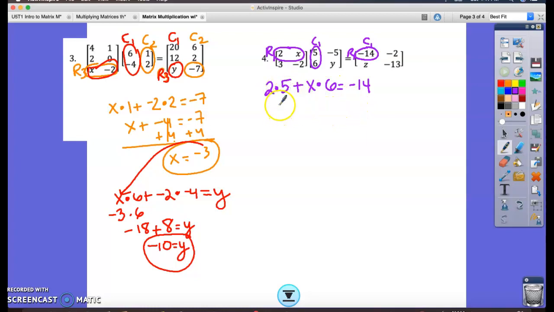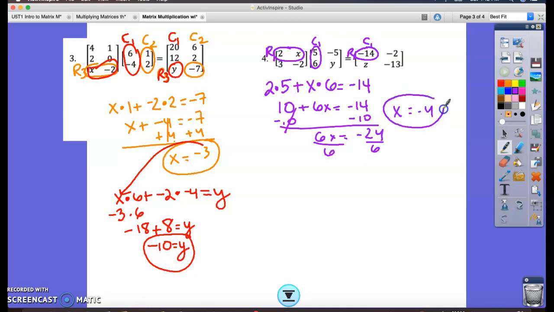Okay? 2 times 5 is 10. X times 6 is 6x. And together, again, they should add up to -14. I'm going to subtract 10. 6x will equal -24. Divide by 6, divide by 6. X is -4. Woohoo! So far, so good, but I have more letters.